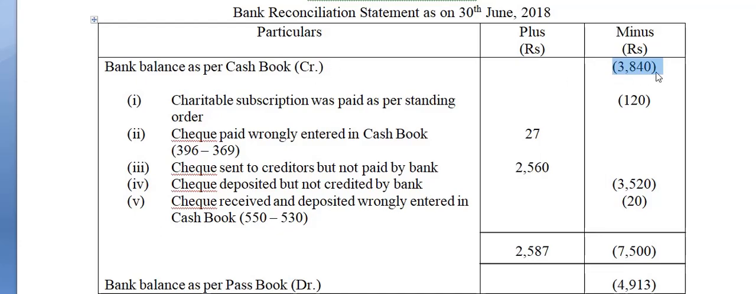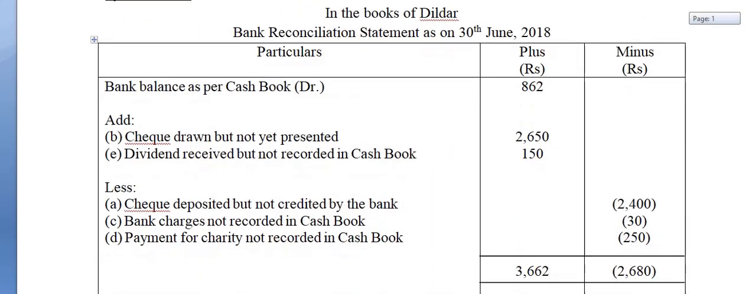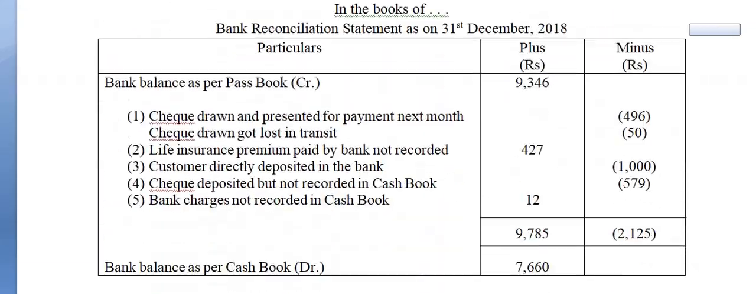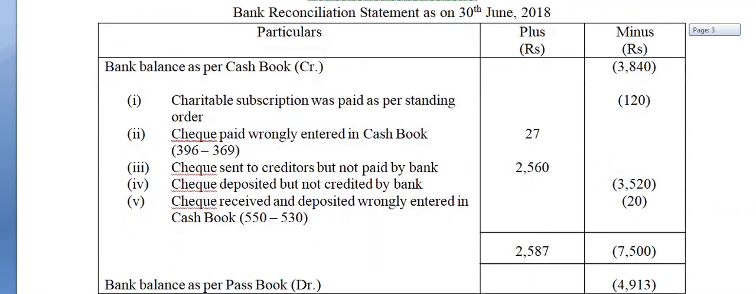Very simple. Question number 3. Let me just show you question number 3. So see, question number 3 was what? It was about the positive balance. Okay, so it was a cash book positive balance. So it is just like question number 3 only. Because you will get your answer as passbook, so you have to think according to the passbook. Now you will make adjustments according to the passbook.